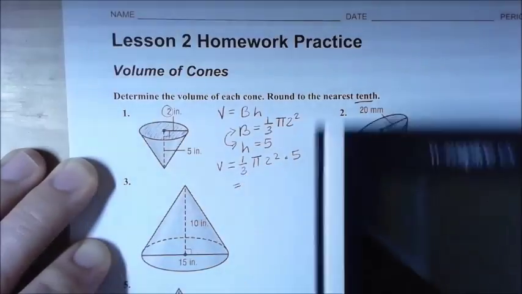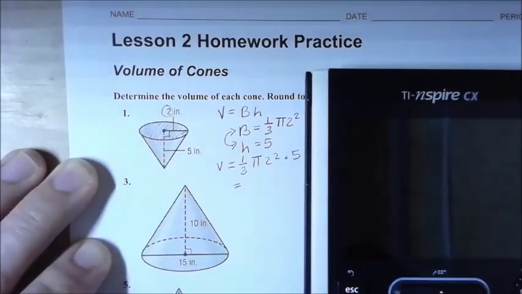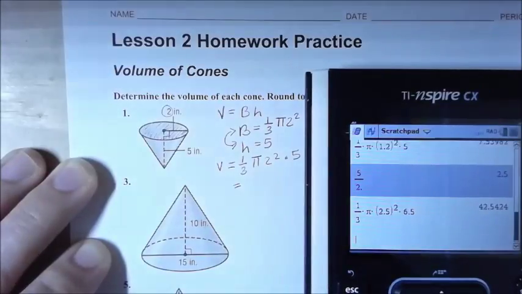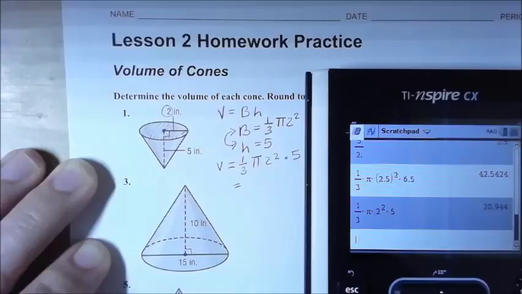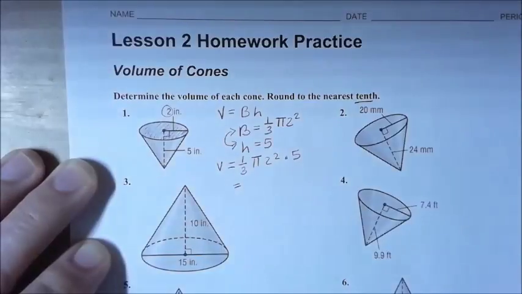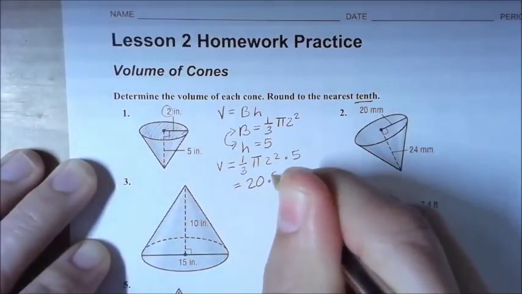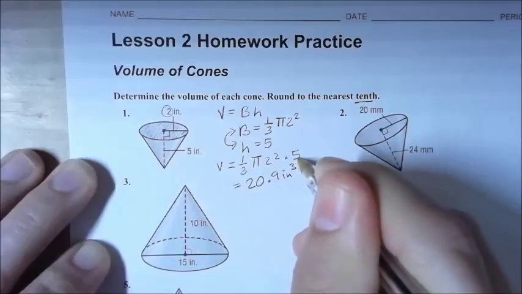And if we put that in the calculator, we'd have 1/3 times pi times 2 squared times 5. And that would give us 20.9. And if you look at it, after the 9 is a 4, so we don't change it, because remember, 4 or less, we let 9 stay. So we got 20.9. That's rounded to the nearest tenth, so we have 20.9 inches cubed, because it's volume.